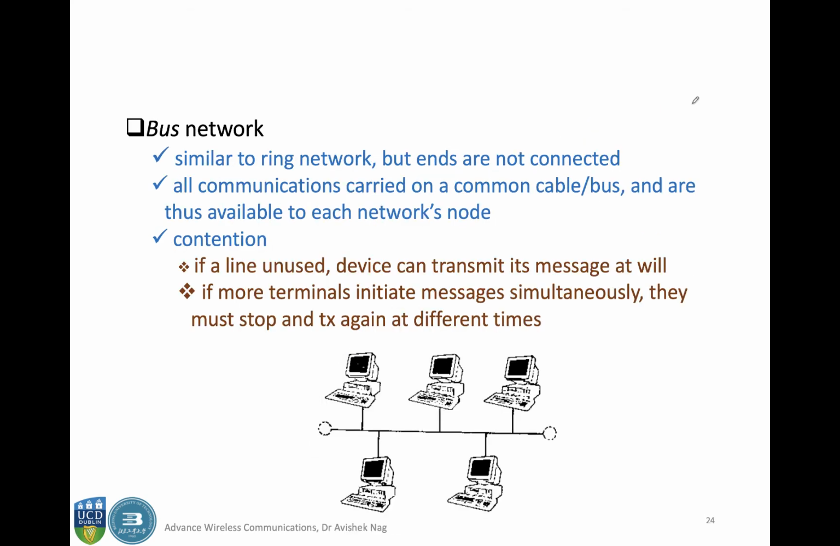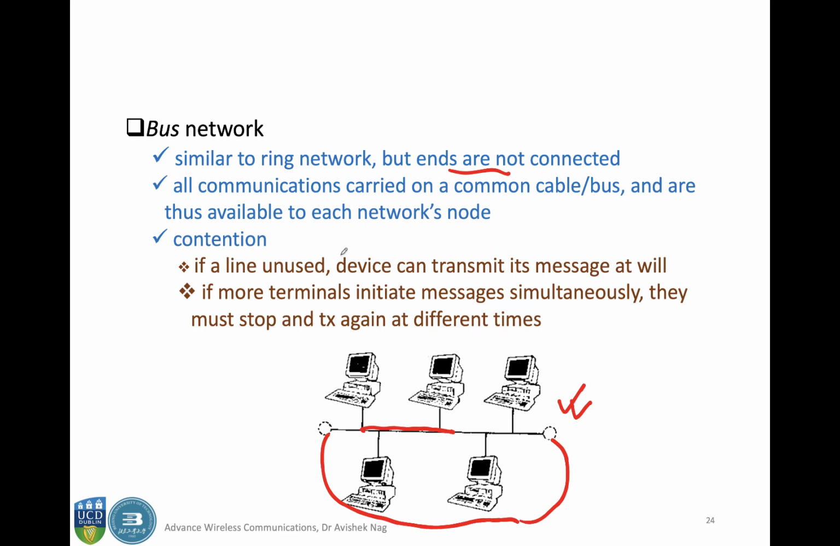Then you have a bus network. So it's similar to the ring, but the ends are not connected. So this is the topology of a bus. If you see these two end nodes are somehow connected, then this will form a ring. The difference is that the ends are not connected, and all communications are carried on a common cable or a bus and are thus available to each network's node. So this is the common bus, and everyone gets access to this bus.